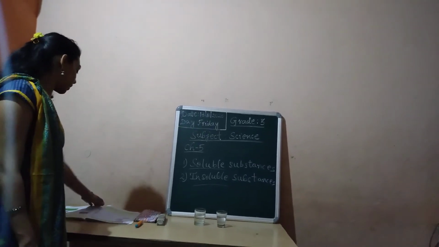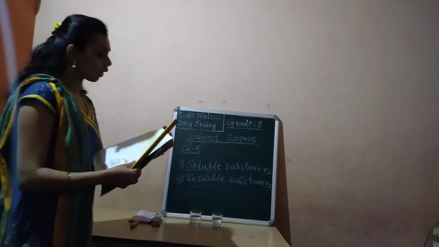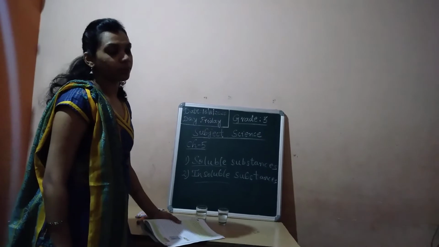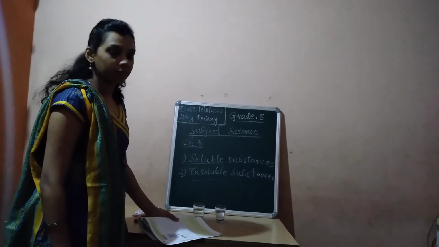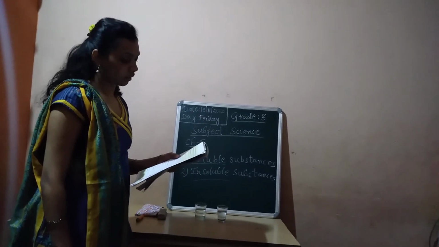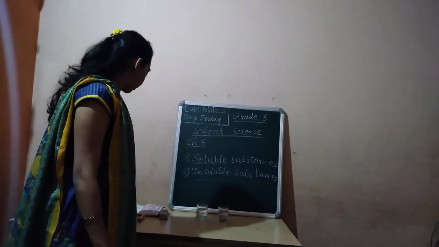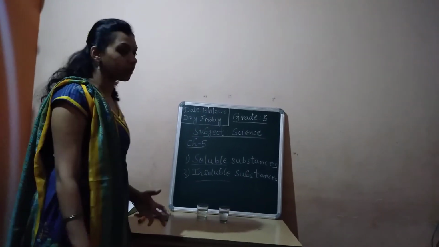On page number 75, children, they have given a column called Reflect. Okay, Reflect. See, you go out, you play. After playing, how do you feel? You feel tired. Okay, we lose our energy. So we need some energy drink to get refreshed.